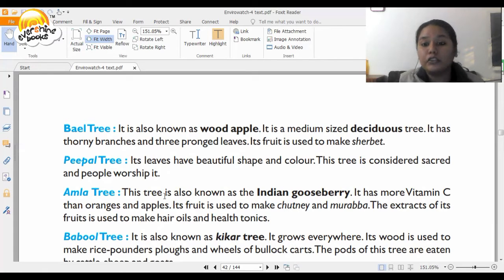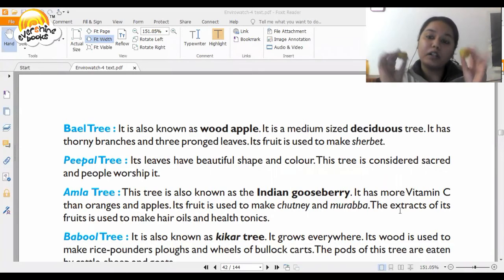Then you have the amla tree, also known as the Indian gooseberry. So, what is this amla tree? What is it that I'm holding in my hand? This is what the Indian gooseberry or amla looks like. And if you see an amla tree, you will see that it is so full of the Indian gooseberry that sometimes, at night, it will feel that the tree is giving off some light.